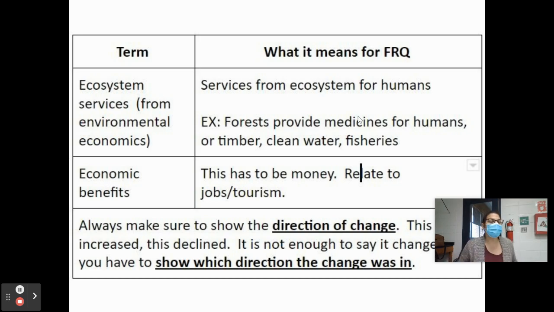And then always make sure to show the direction of change. This increased, this declined, it decreased. It's not just enough to say in a question that, oh, well, the population changed. Well, how? The population increased, the population decreased. Be specific. And that's the biggest issue that we see with FRQs, people not being specific enough. It's like, okay, great, but anybody could have said that.